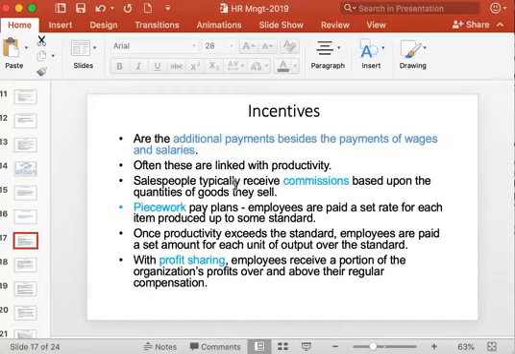For example, sales people typically receive commissions based upon the quantities of goods they sell, and employees can receive piecework pay plans where an employee, once he or she exceeds the standard productivity, is paid a set amount for each unit of output over the standard.